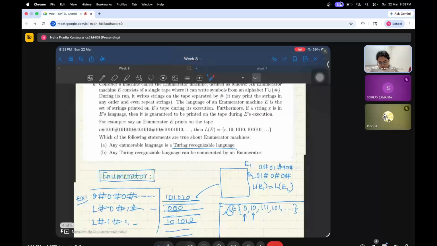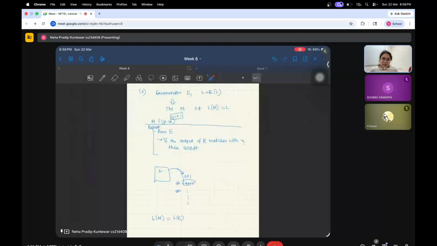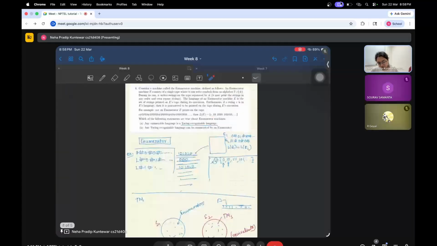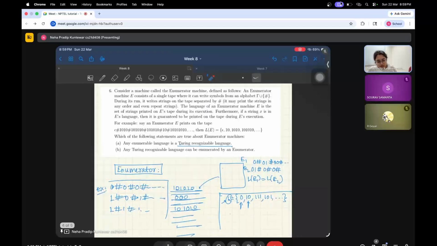So this proof is only for part A. For part B it's very similar. You just have to take care of ordering, that's all. Ordering in the sense, you'll figure it out when you try to solve it. But if there is any doubt, then you can ask me in the next session.